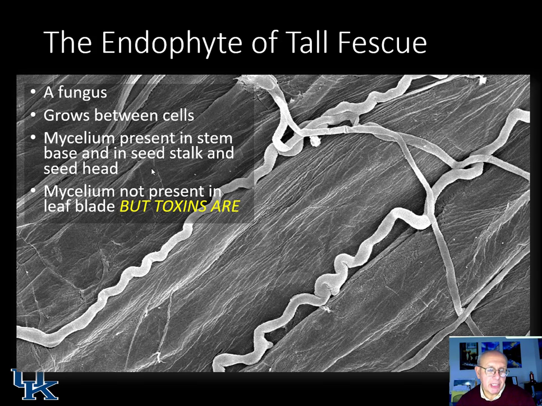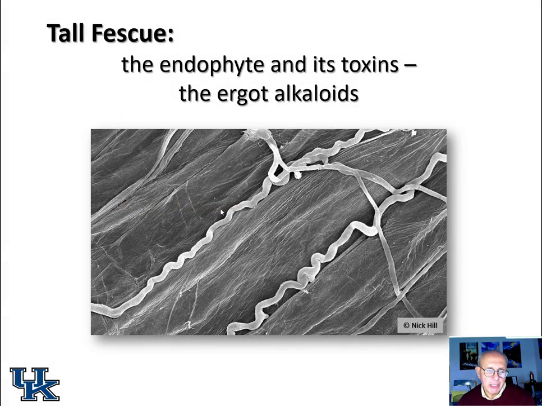The mycelium, or hyphae, were present in the stem base and the seed stalk and seed head, but not present in the leaf blade. However, the toxins of tall fescue are in the leaf blade, but as we will see a little bit later, they are in lower concentrations in the leaf blade. So the tall fescue, with its endophyte and its toxins, causes this problem. The toxins as a group are called ergot alkaloids.